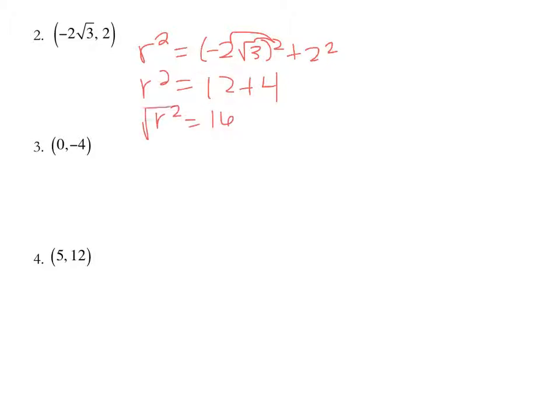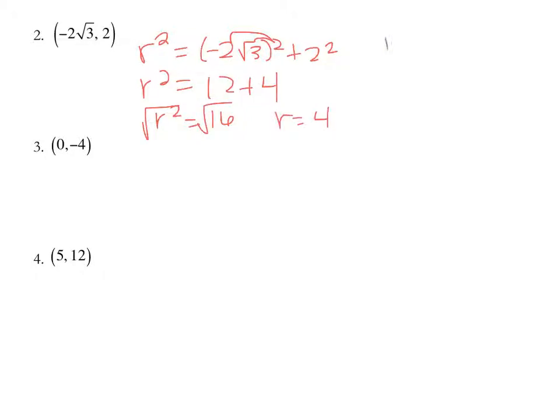So in number 2, if we want to find r, it's again just a formula here. R squared is equal to negative 2 radical 3 squared plus 2 squared. When you square this part, you do have to make sure you distribute the squared. So negative 2 squared is 4, radical 3 squared is 3. So 4 times 3 is 12. Plus 2 squared is 4. So we get r squared, if I add those together, is 16, and then we have to take the square root. So r is equal to 4.